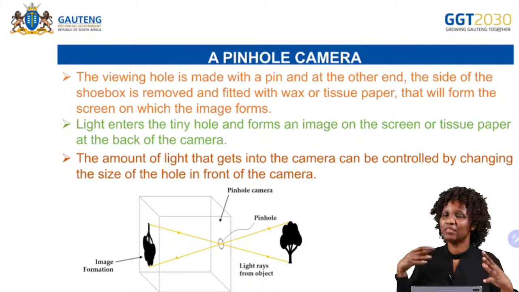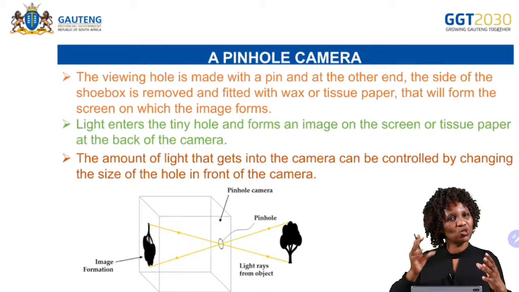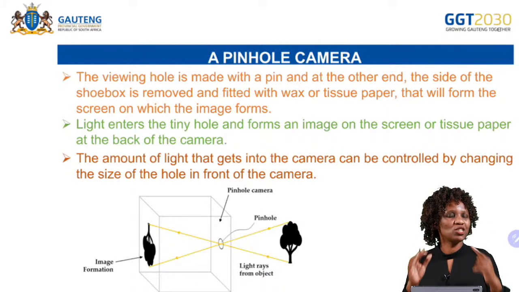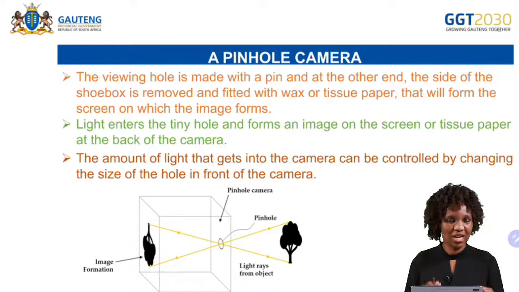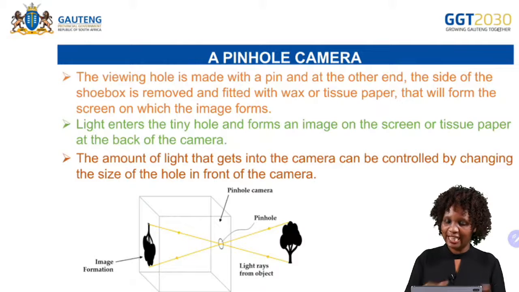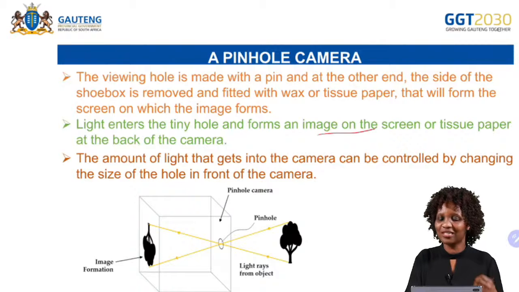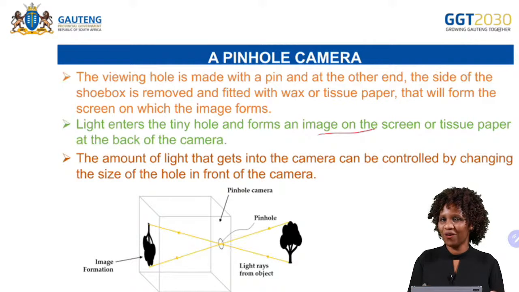And then you let light pass, but you are the one who's going to control the whole of the camera. You can maneuver it and make it small or make it large, depending on what you want, all right? Depending on how much light you want to enter, okay? And then light enters the tiny hole and forms an image on the screen or even on the tissue paper at the back of the camera. The amount of light that gets into the camera can be controlled by changing the size of the hole in front of the camera.